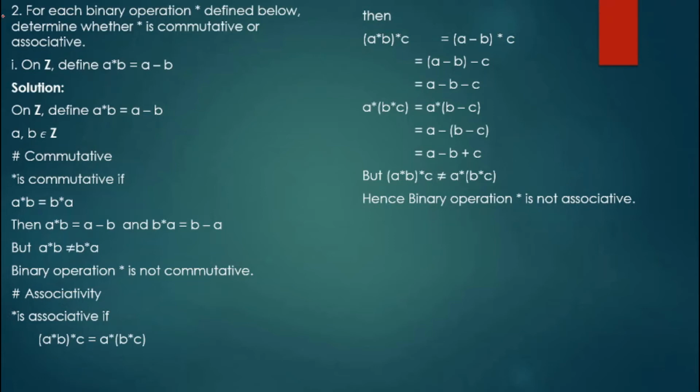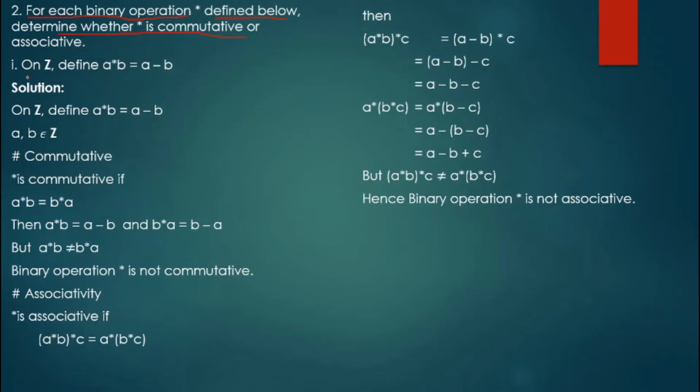Let us begin with today's class 12 chapter 1, Relations and Functions, exercise 1.4, second problem. Here goes the question: for each binary operation star defined below, determine whether star is commutative or associative. So some questions are given, and we have to check whether they are commutative or associative.